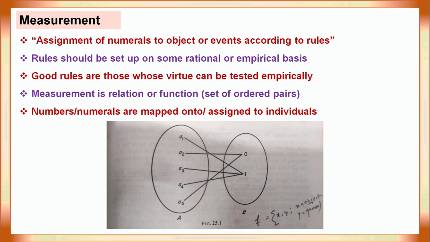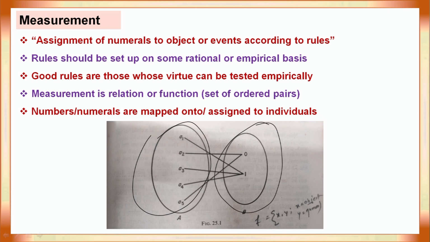I think you also have an idea about set and relation. Measurement can be thought of as a relation or function of ordered pairs. Ordered pair means, here I put one picture. As I told you, measurement is a relation, or a set of ordered pairs, meaning there are two sets. One is x, generally called the object, and y is generally called the numbers.